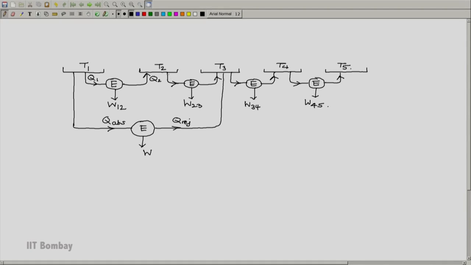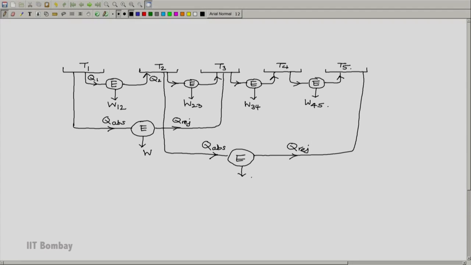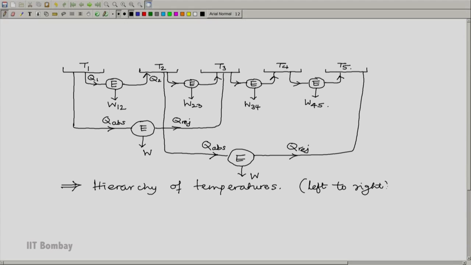Another example could be that you select one reservoir as T2 and another reservoir as T5, and we try to run an engine between these two, and we will find that it will absorb heat from the reservoir at T2 and reject heat to the reservoir at T5 and produce some work output W. So what we have been able to deduce is that there is a hierarchy of temperatures. In this particular sketch, the hierarchy of temperatures runs, for example, left to right in this figure.